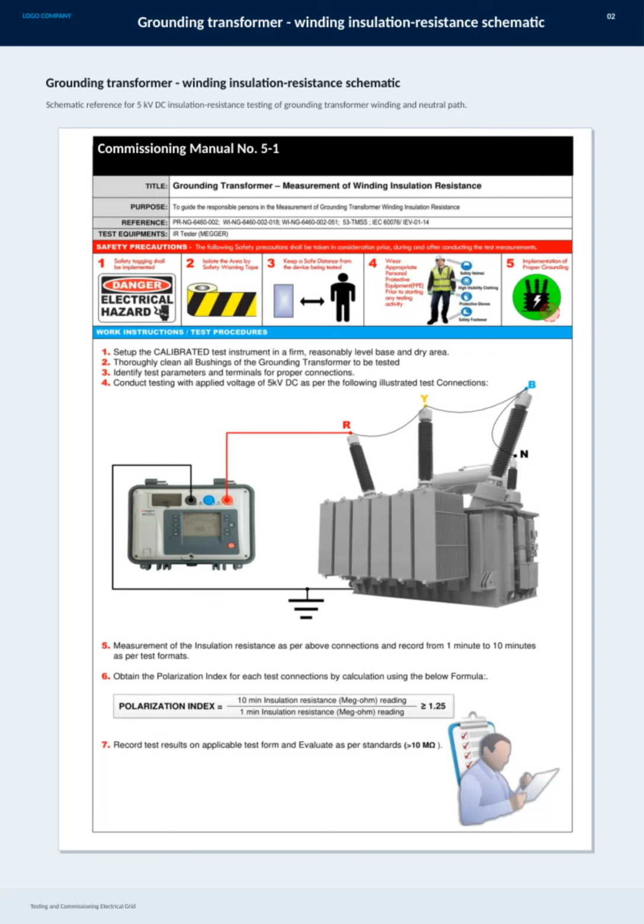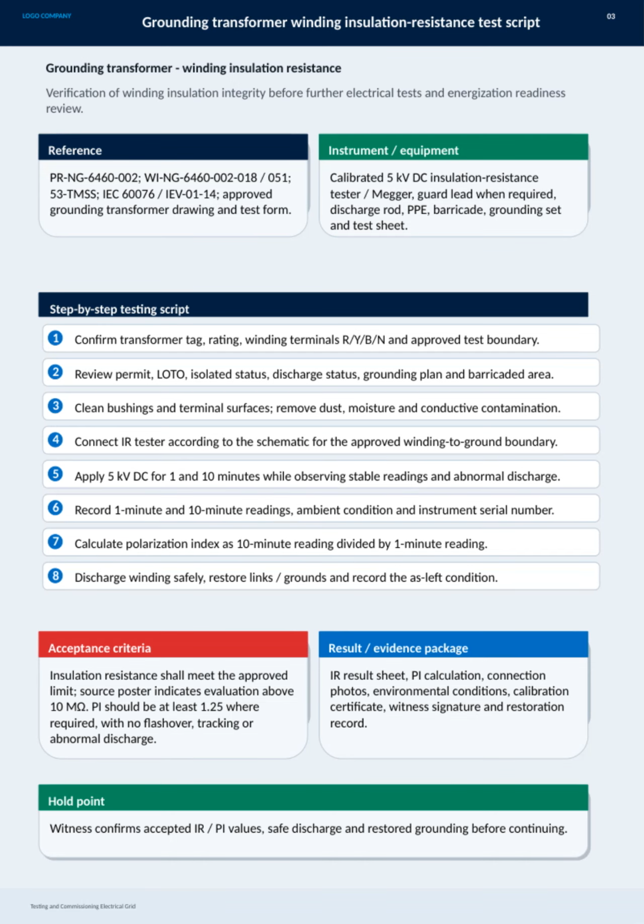Here we have the schematic reference for the 5 kV DC insulation resistance testing of the grounding transformer winding and neutral path. This test is crucial to ensure the integrity of the winding insulation before the transformer is commissioned. By verifying proper insulation resistance, we can prevent potential faults and improve the reliability of the electrical grid. This procedure is detailed in Commissioning Manual number 5-1, which guides us through the correct testing methods and safety precautions. Let's go through the grounding transformer winding insulation resistance test script step by step.